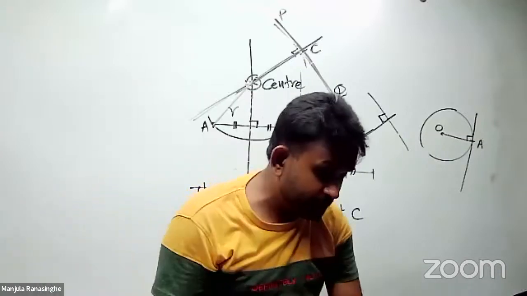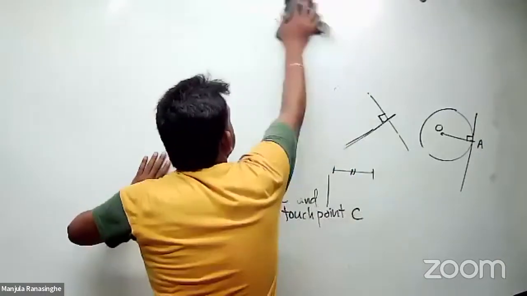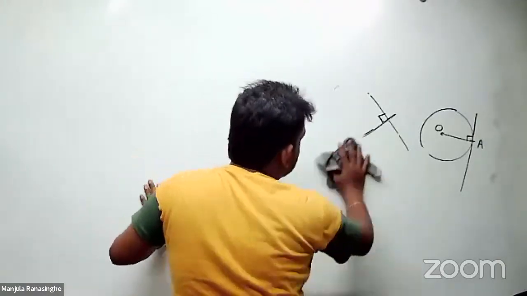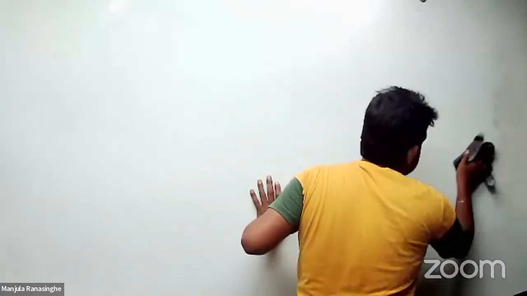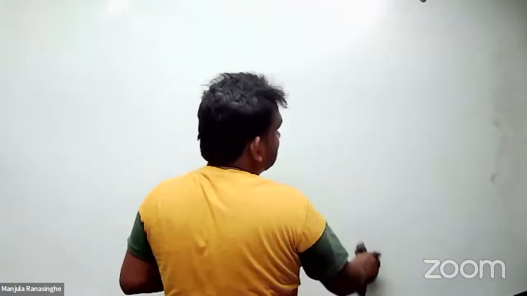Right. Now, last theory part. We know about drawing tangents from an external point. Previously we drew from a point on the circle. Right now we are drawing tangents from an external point.